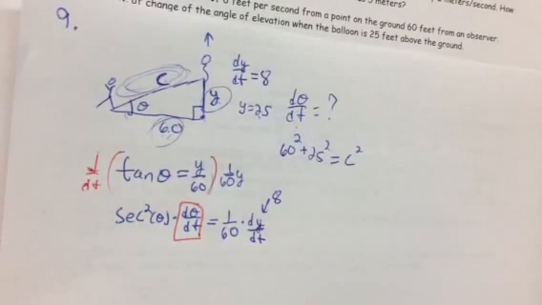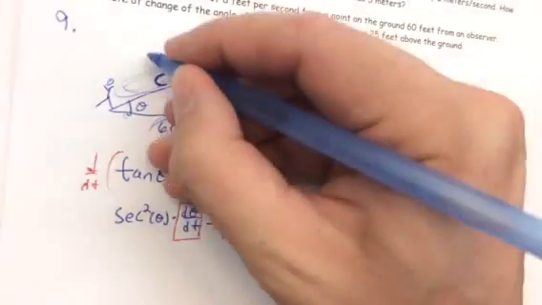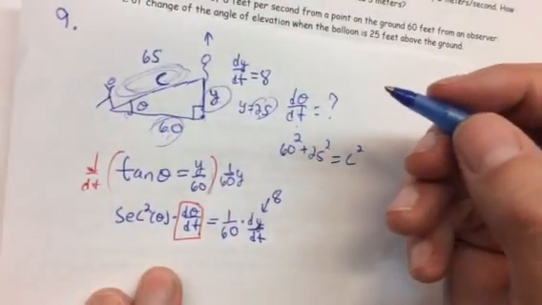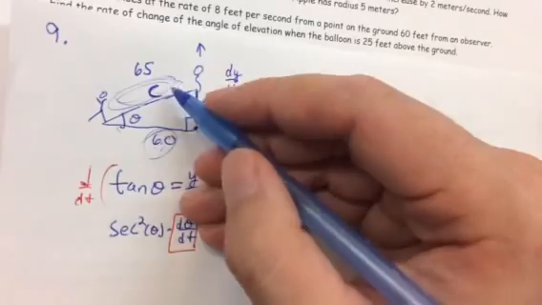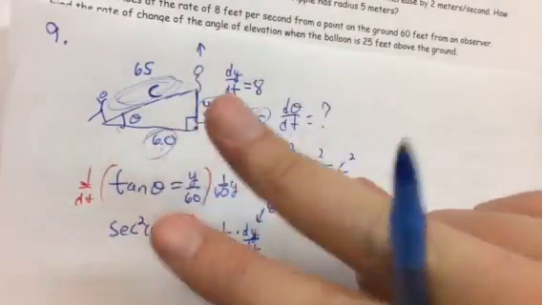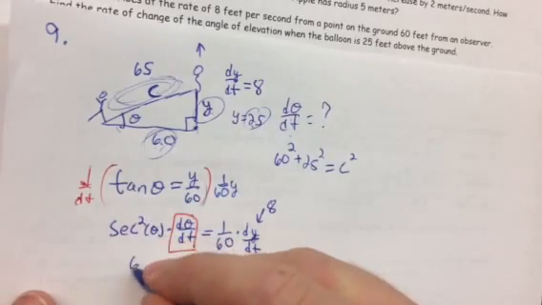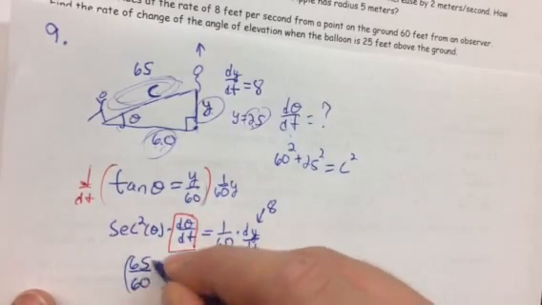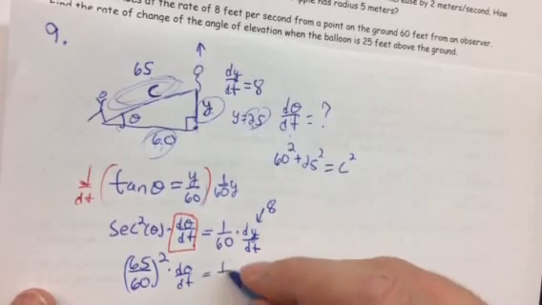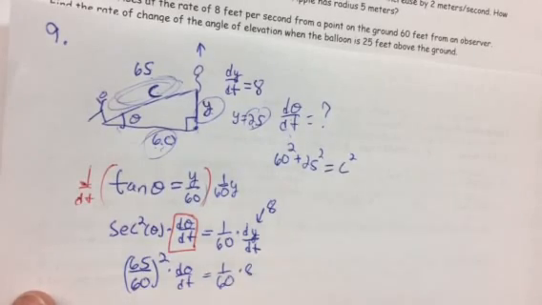And so I'm going to use a calculator. 60 squared plus 25 squared. Square root of that is 65. So this must be 65 when y is 25. So the secant is, instead of the adjacent over the hypotenuse, it's the hypotenuse over the adjacent because it's the reciprocal of cosine. So it's 65 divided by 60 squared times d theta dt equals 1/60th times 8. And we can solve from here.